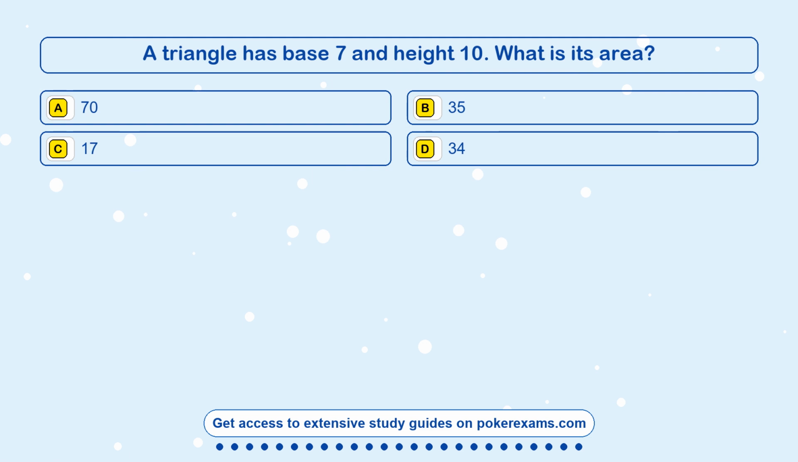Question 17. A triangle has base 7 and height 10. What is its area? Option A, 70. Option B, 35. Option C, 17. Option D, 34.